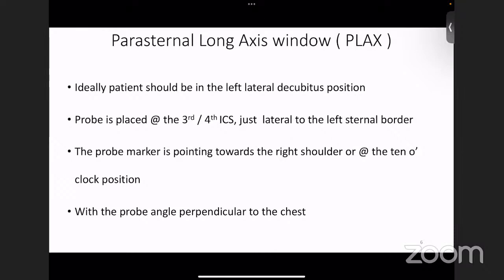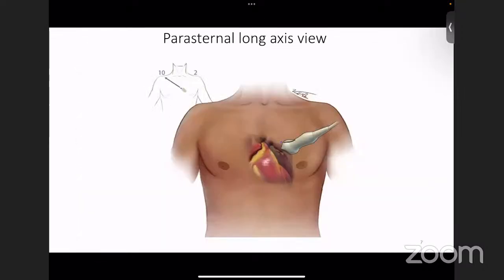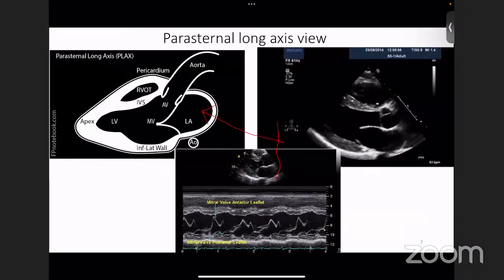Then the probe marker has to be pointed towards the right shoulder or at the 10 o'clock position, and the probe angle should be perpendicular to the chest. This diagram depicts how exactly we have to keep the probe. The pointer is directed towards the right shoulder, it is parasternal, and the axis direction is towards the back. So this is what you are going to get with the parasternal long axis view.